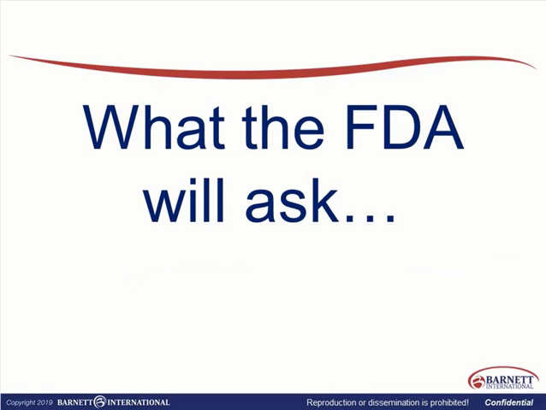So what is the FDA going to ask? We're going to look at some excerpts from the FDA's Compliance Program Guidance Manuals, how they train their inspectors to go in and do inspections of sponsors, CROs, and monitors, and clinical investigator sites. That's our primary focus. They certainly have information that they're looking for at the IRB level as well.